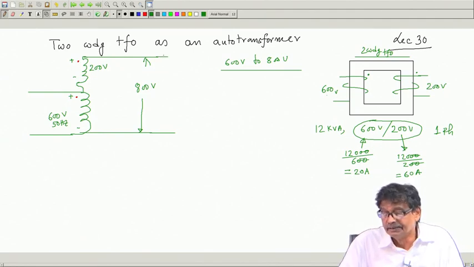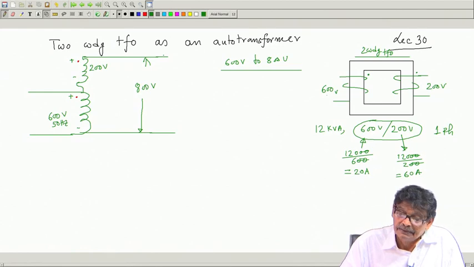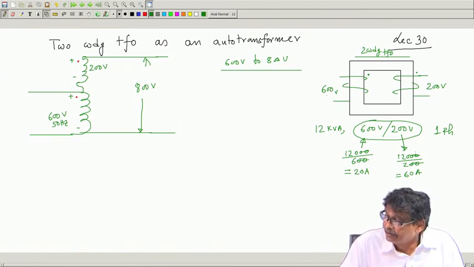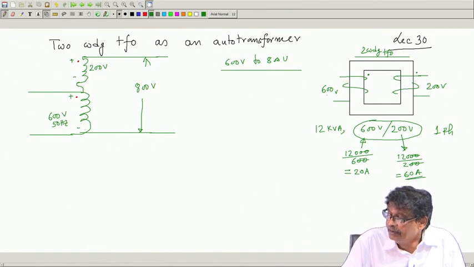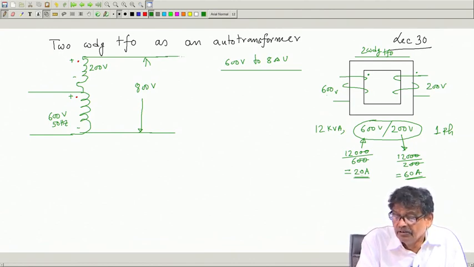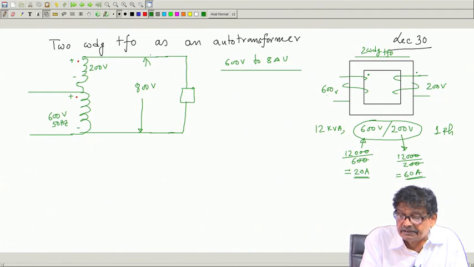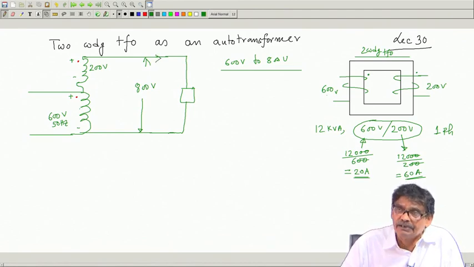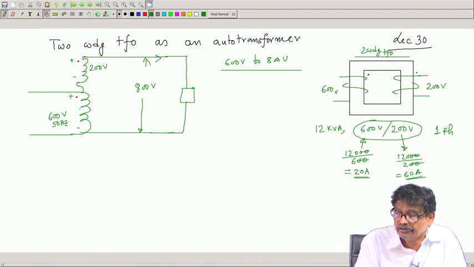Now, one interesting thing I must tell you here, that rated currents of the windings are known. LV side rated current is 60, HV side is 20. Now, the question is how much current I will allow to flow, what sort of impedance should I connect, what will be the maximum current I can draw from this combination. What should be the current I must allow to flow through the load? This is load.